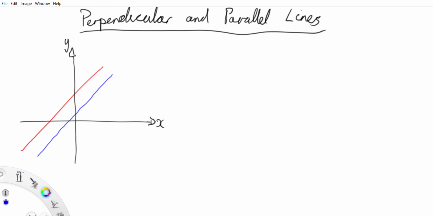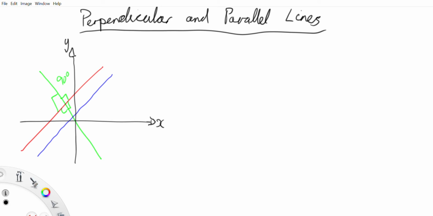That's a parallel line. In green, I'm going to draw a perpendicular line, which basically means it goes in the opposite way. It creates a right angle. These are 90-degree angles. These are all 90-degree angles. All right, so that's a perpendicular line. That's just a bit of a reminder of what parallel and perpendicular lines are.